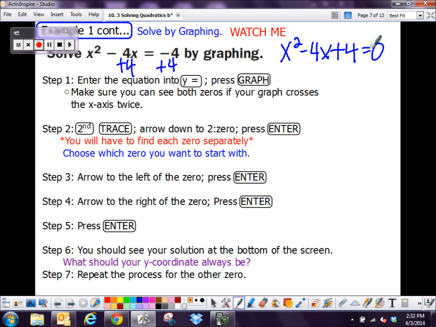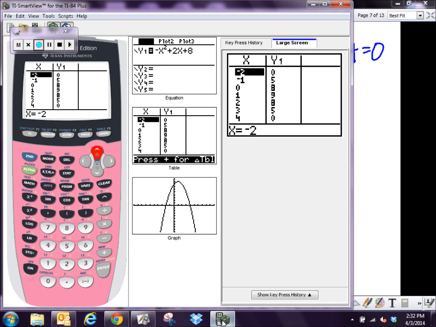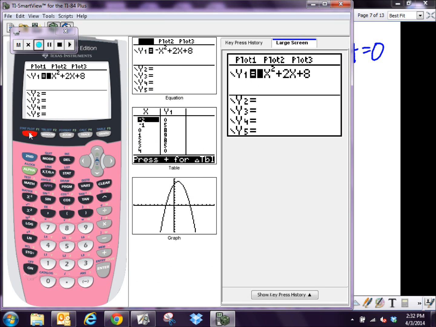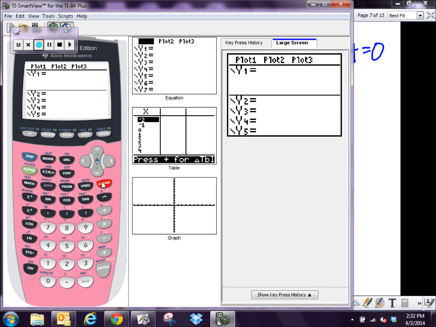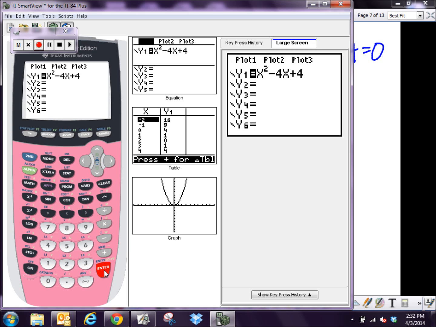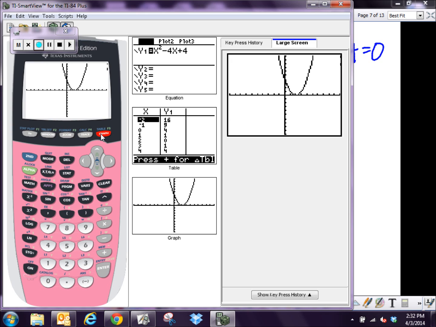Okay, so what we're going to do, and we talked about this the other day, now that it's all equal to 0, or all equal, kind of like equal to y, I'm going to go to my y equals, and I'm going to type this in. Okay, so we have x squared minus 4x plus 4. All right, we get that all in there, and what we want to do is press graph. And we see a picture of this.